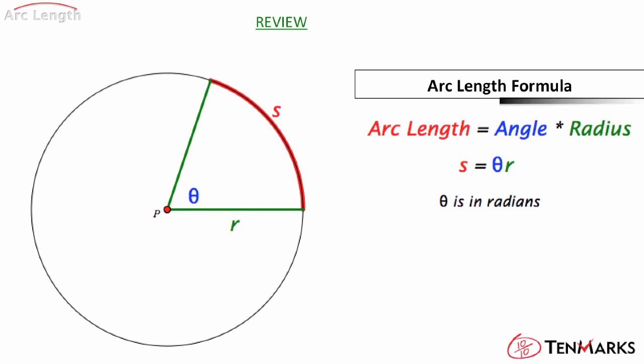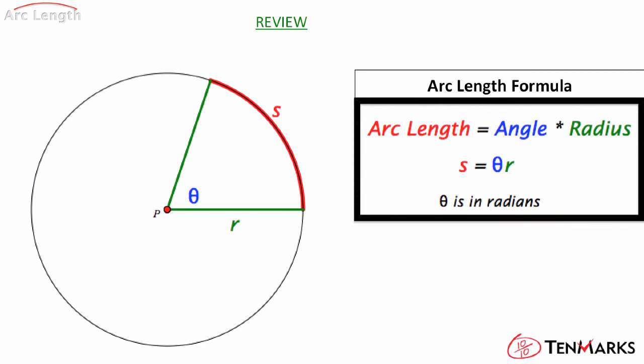In review, the arc of a circle is part of the circumference of a circle. To find the length of the arc, multiply the measure of the central angle times the radius, where the angle is in radians.